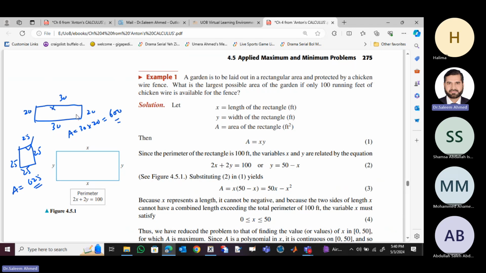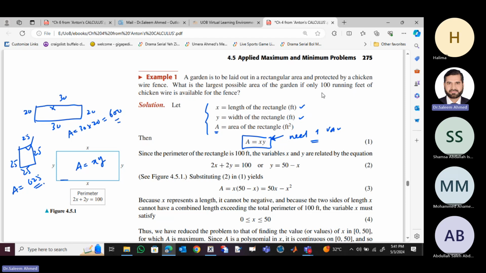But how can I make sure that this is the largest area? There is no area more than that. So what I can do, I can define variables. Let X be the length of the garden and Y be the width of the garden, and A be the area of the garden. Now we know that if X and Y are the length and width, then area is XY. But here we have two variables, X and Y. I need one variable only because I cannot handle two variables in my maximum minimum problems.